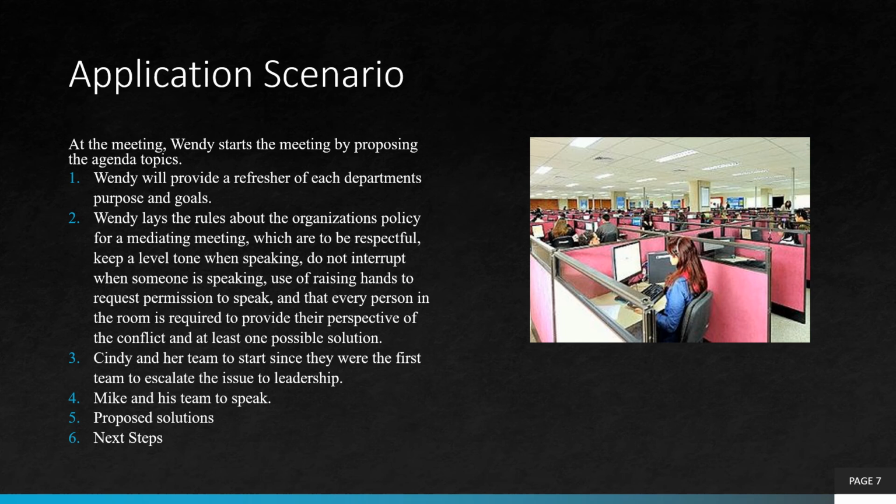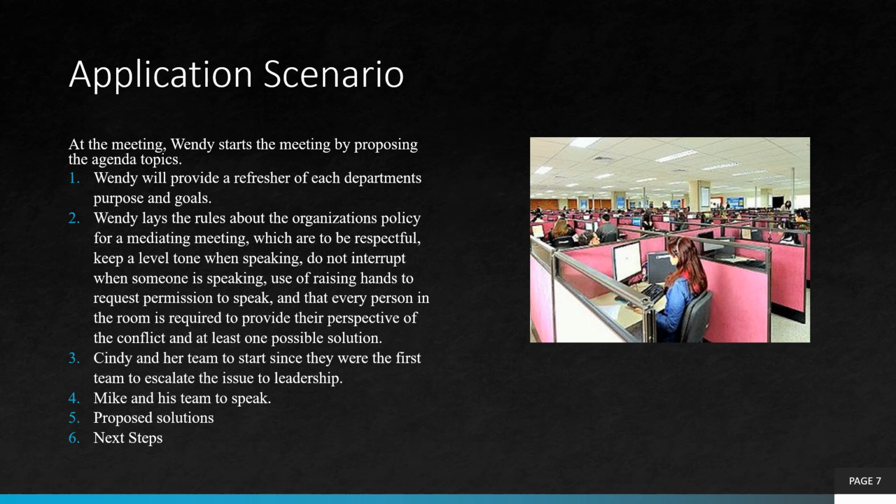Wendy will provide a refresher of each department's purpose and goals. Wendy lays out the rules for the organization's policy for a mediating meeting, which are to be respectful, keep a level tone when speaking, do not interrupt when someone is speaking, use raising hands to request permission to speak, and that every person in the room is required to provide their perspective of the conflict and at least one possible solution.